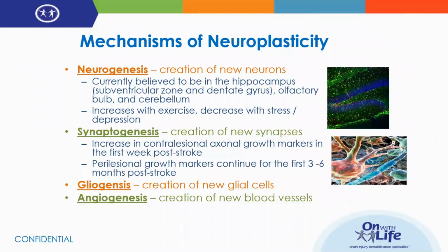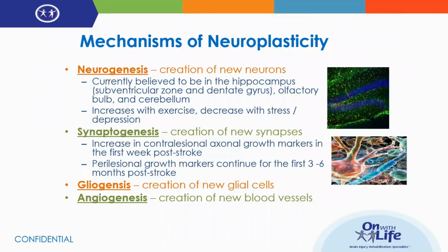Gliogenesis. In addition to neurons in the brain, we have glial cells, and glial cells surround neurons, hold them in place. They supply nutrients and oxygen to the neurons. They insulate the neurons. There are lots of different kinds of glial cells.